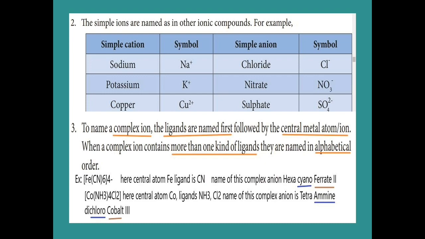Next, in the second example, inside the square bracket is [Co(NH3)4Cl2]. Here the central atom is cobalt and the ligands are NH3 and Cl. We have to name them in alphabetical order. First, how many ammine are present? Four, so tetraammine. And how many chlorine? Two chlorine, dichloro, and cobalt(III). So in a complex we have to name the ligands first, and afterward put the central atom. This is the third guideline, and also the ligands should be arranged in alphabetical order.